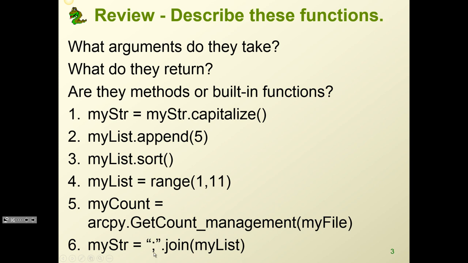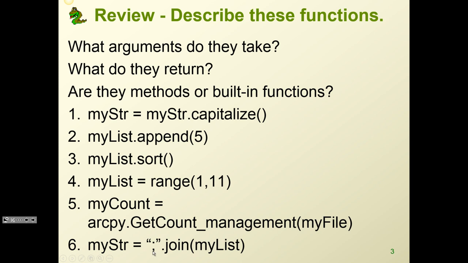So if this were, say, lion.join ABC, you get A lion, B lion, C. Can you tell me another string method that you often use a string literal in front of the dot for?